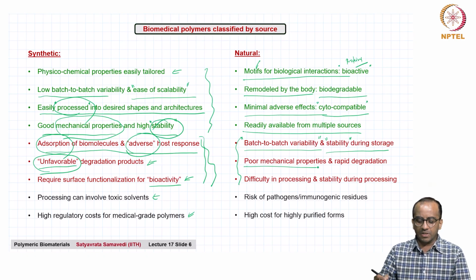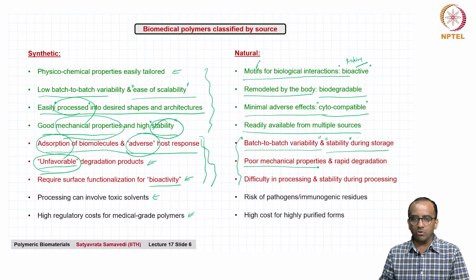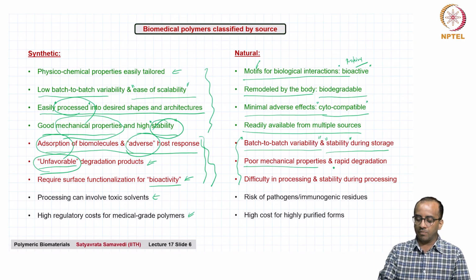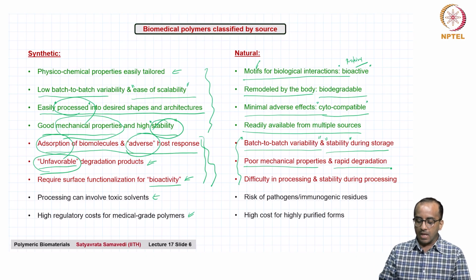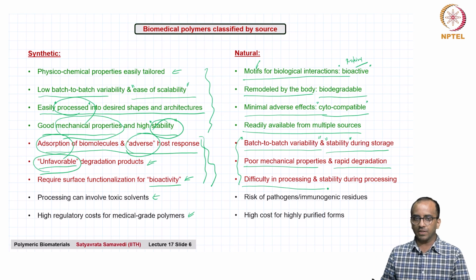Unlike synthetic polymers, natural polymers typically don't do very well as far as bulk mechanical properties are concerned. And because they have many sites that can be recognized by the body and by enzymes within the body, many of them also undergo rapid degradation. There are also challenges associated with processing some of these polymers, some of which we will look at when we later on see biomaterial processing.